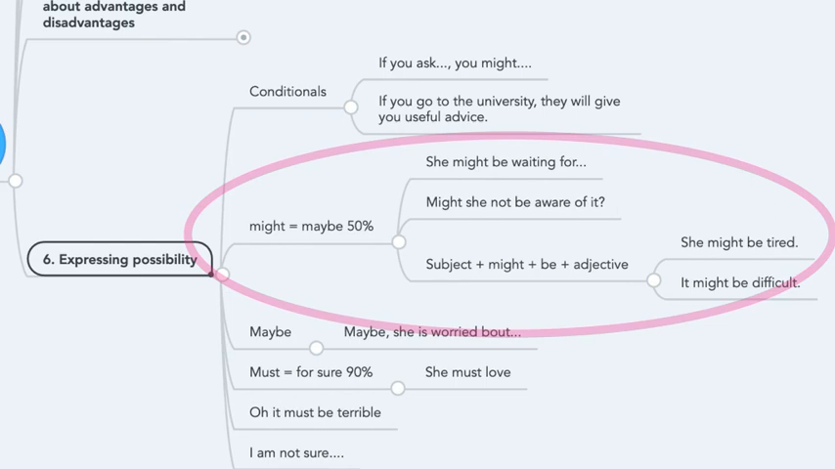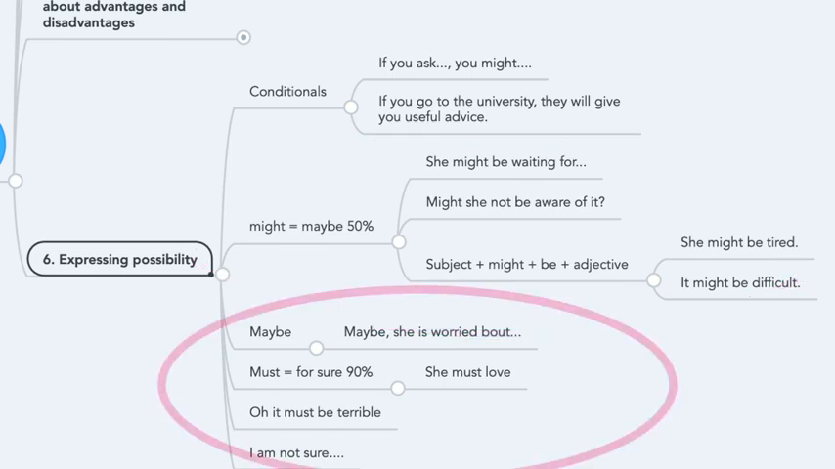So using might, you can also say maybe. Maybe it can help you. The difference between might and maybe is that might goes between the subject and the verb, and maybe goes at the beginning of the sentence. So maybe she's worried about.